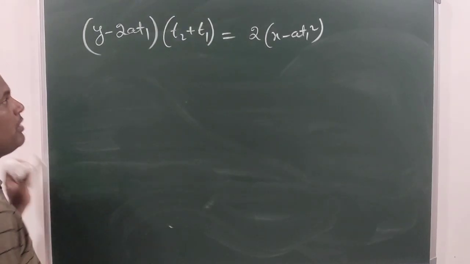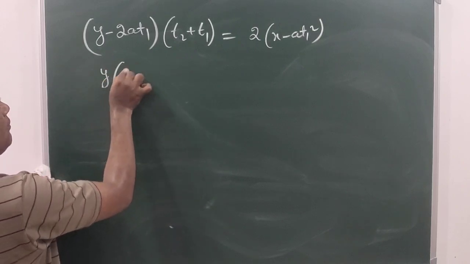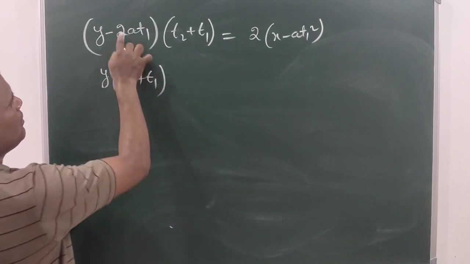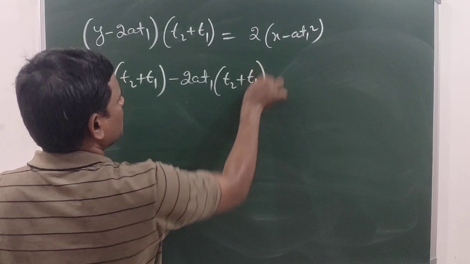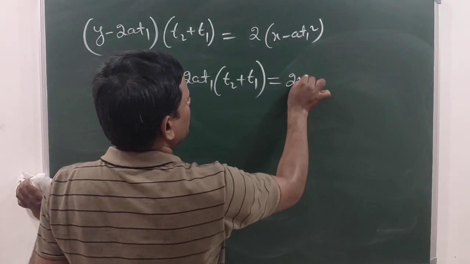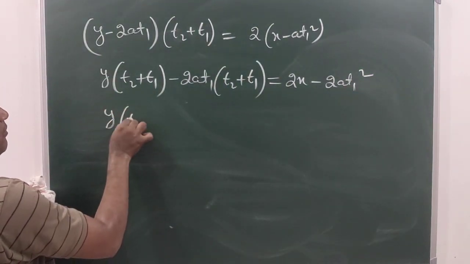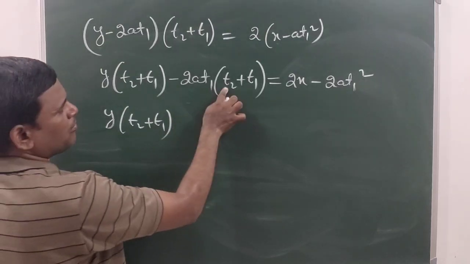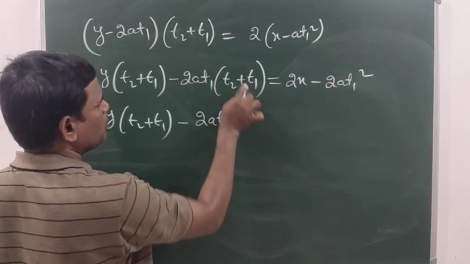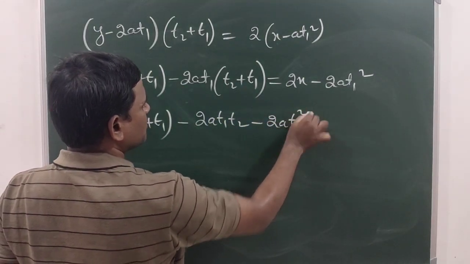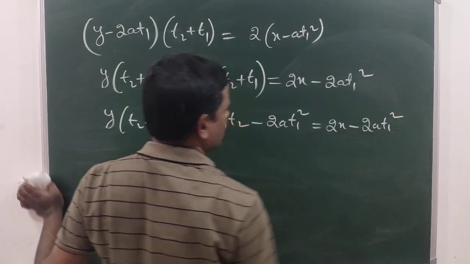So now write multiply. y1 I am multiplying with these two: y(t2 + t1). So here minus 2a t1 into (t2 + t1), which is equal to 2x minus 2a t1 square. Multiply these two terms with this: 2a t1 t2, minus into plus minus 2a t1 square, which is equal to 2x minus 2a t1 square.